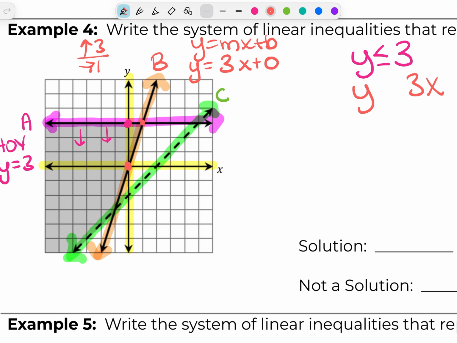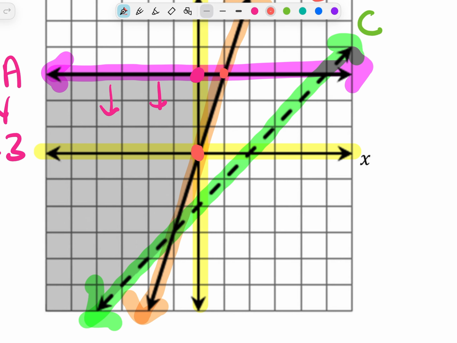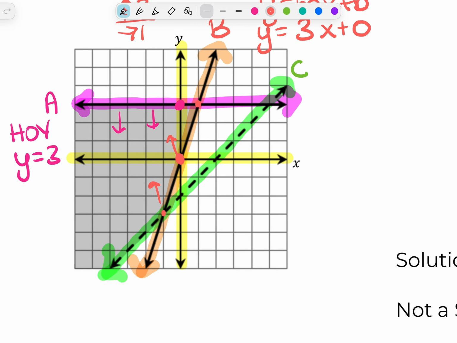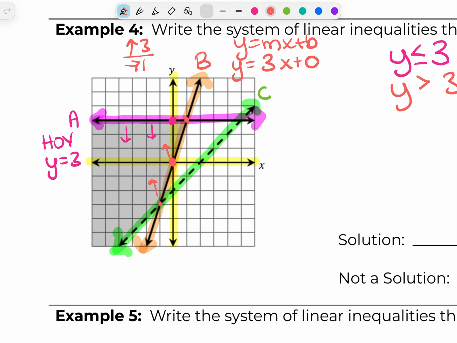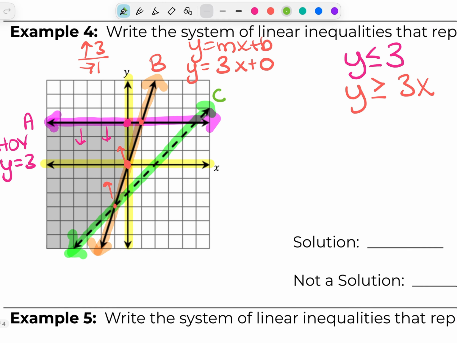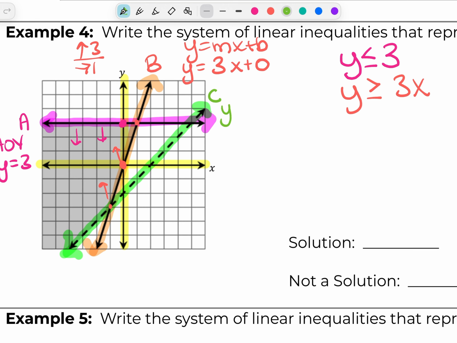And then now we look at our shading and whether it's a solid or a dashed line. My shaded area is above, like any point that I pick. So that is going to be a greater than symbol. It is a solid line, so we are going to underline it. And then the next line, my dashed, is also a diagonal. So I'm going to do an mx plus b one more time.